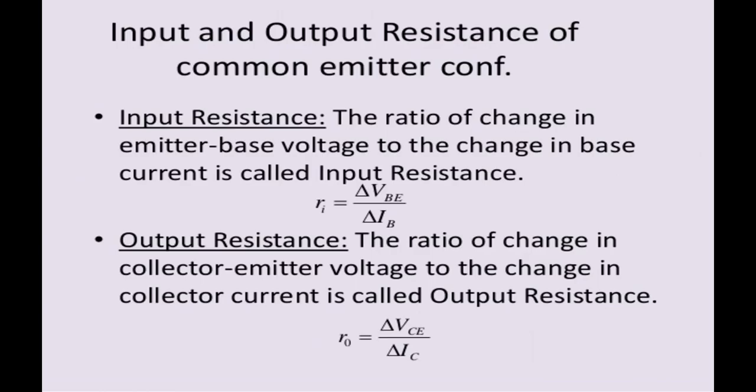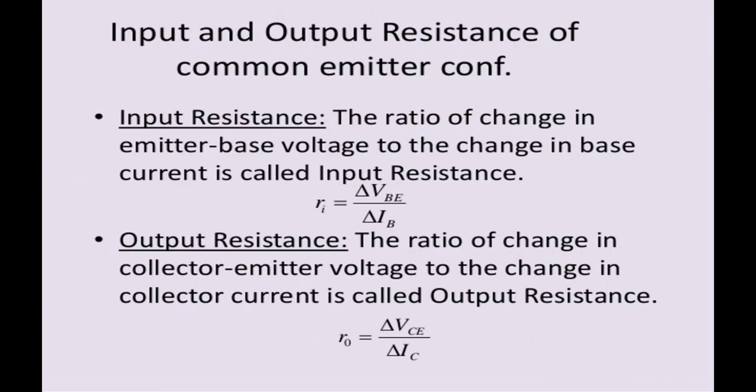What is the input resistance? How to calculate it? VBE upon IB. We already saw this in the previous slide, the characteristics of IB and IC. The ratio of change in emitter base voltage to the change in base current is called input resistance.